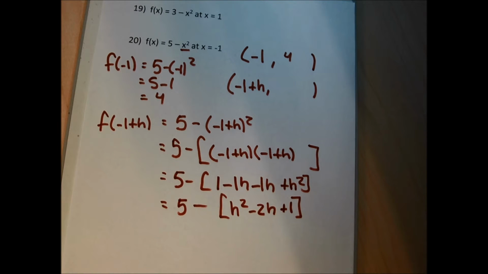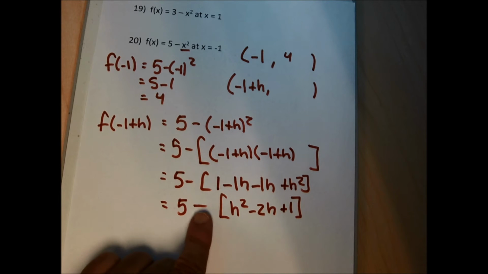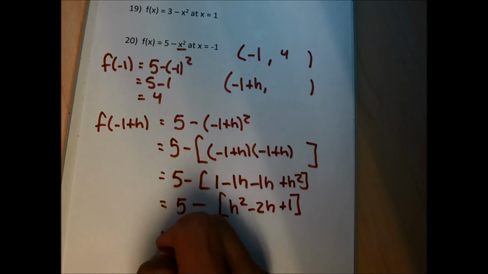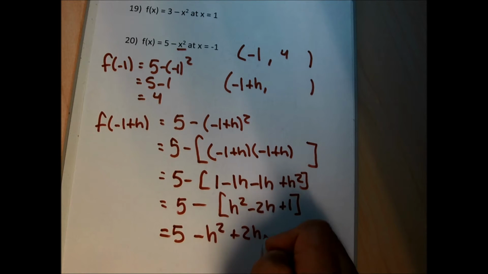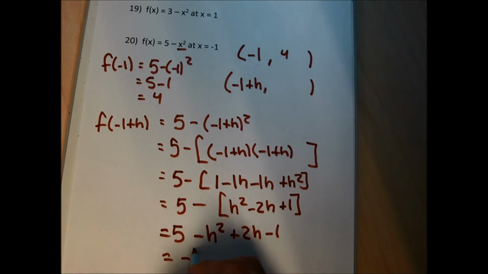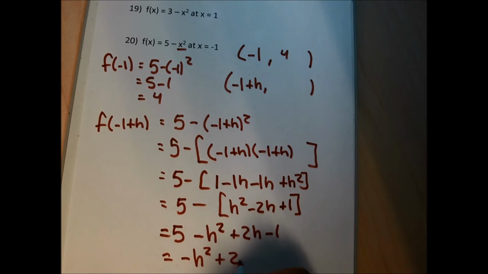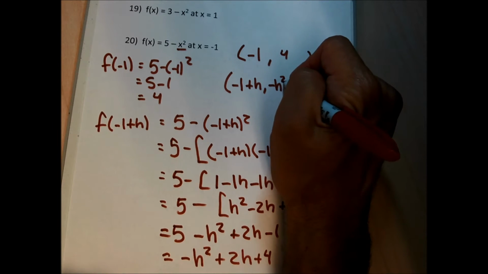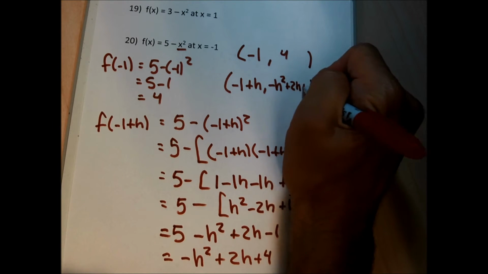Now I'm going to get rid of those brackets that I put in, and I need to change all the signs when I dump the brackets, because there's a minus sign in front of those brackets, which is the same as having a minus sign in front of a parentheses. I'm going to change all the signs, and I'm going to get 5 minus h squared plus 2h minus 1. The 5 minus 1 is going to give me a 4, so it's going to give me negative h squared plus 2h plus 4. So my second point, its y-coordinate is going to be negative h squared plus 2h plus 4.